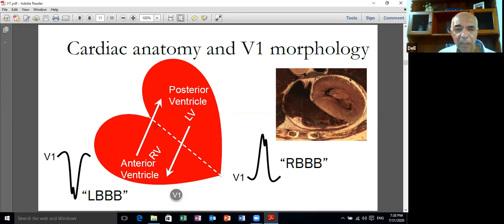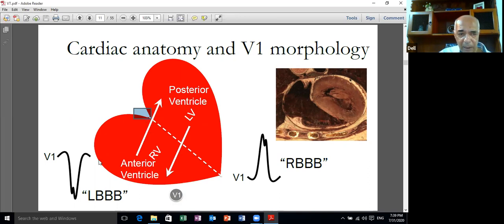Now, you know that the two ventricles are an anterior ventricle and a posterior ventricle. If you get electrical activity arising from the anterior ventricle, whether from the free wall of the right ventricle or from the interventricular septum, with the exit on the right side of the septum, then it will show a left bundle branch block morphology.